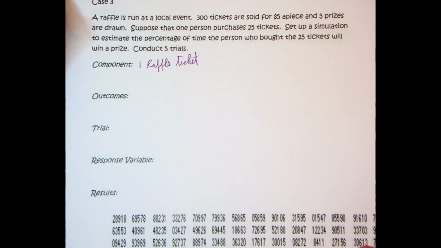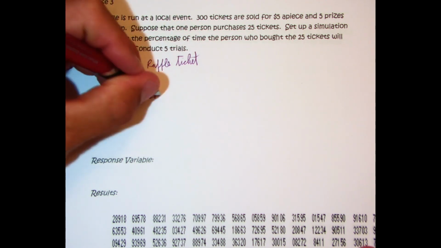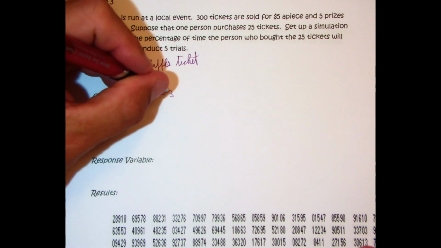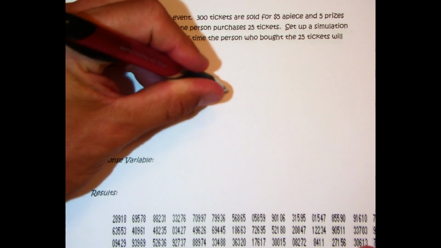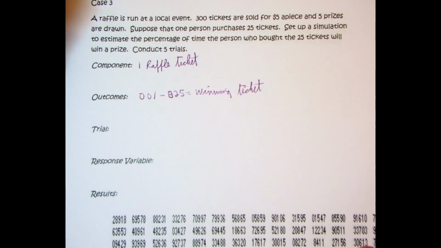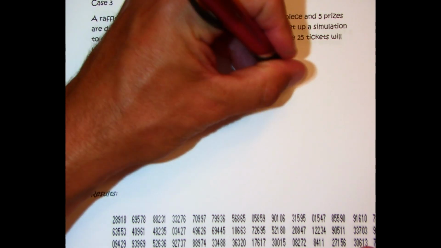Our outcomes, we're going to use the numbers 001 to 025 equals a winning ticket. I'm just going to assume that this person has those 25 numbers. And then 26 to 300 will equal a losing ticket.